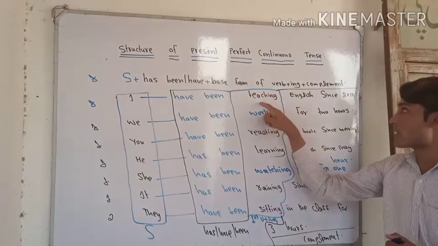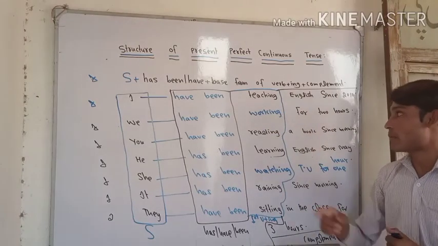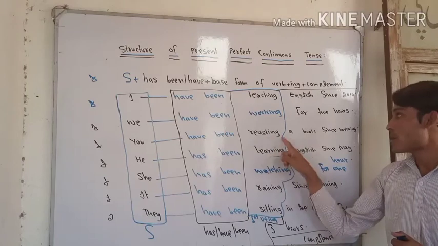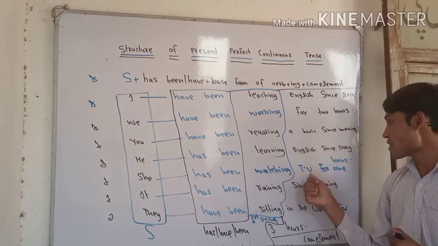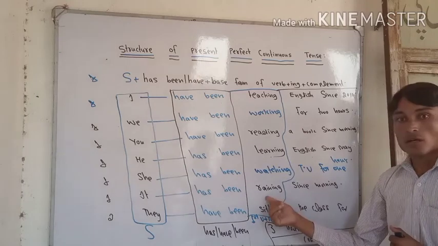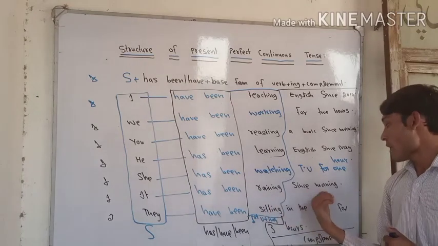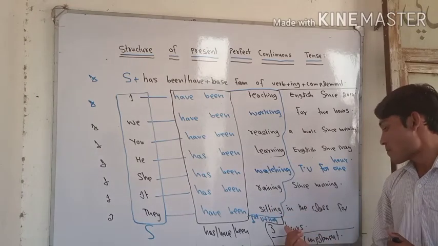So now look at here. Teaching English since 2010. Working for 2 hours. Reading a book since morning. Learning English since May. Watching TV for 1 hour. Running since morning. Sitting in the class for 3 hours, etc.